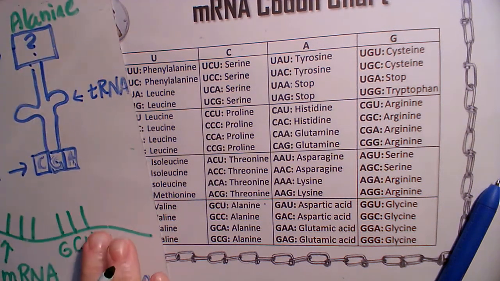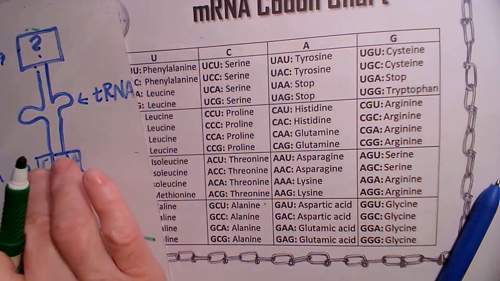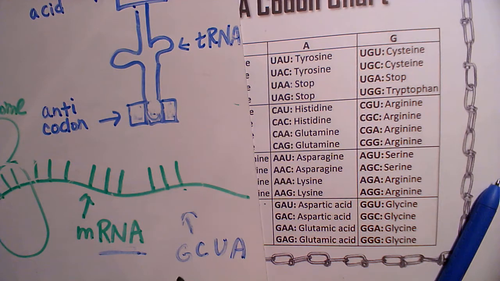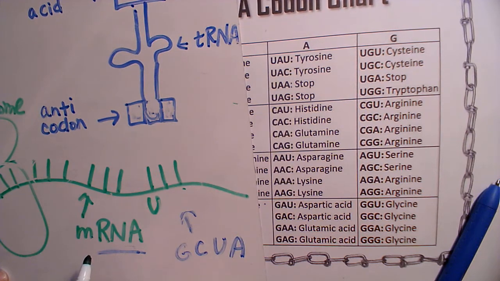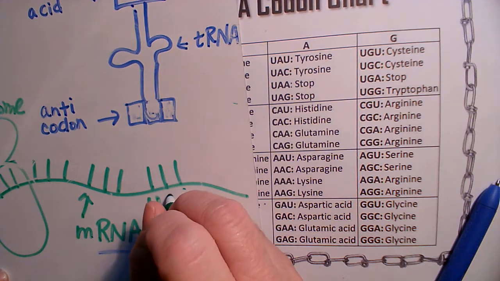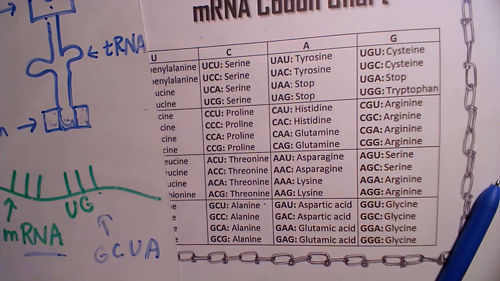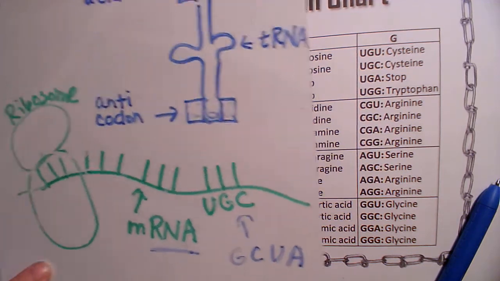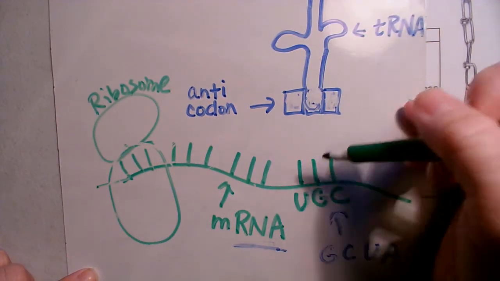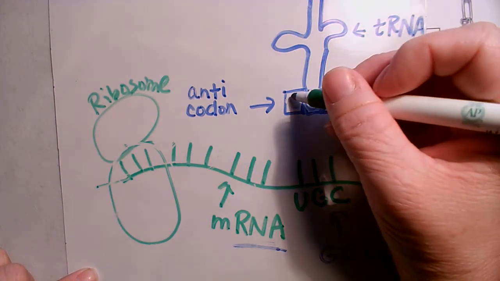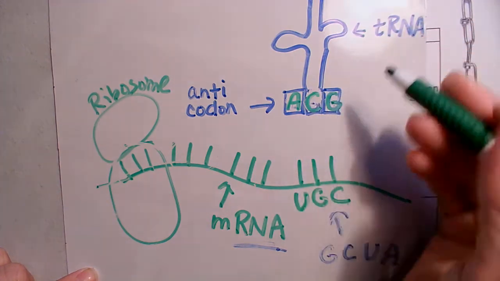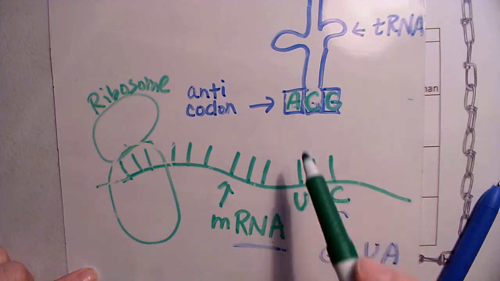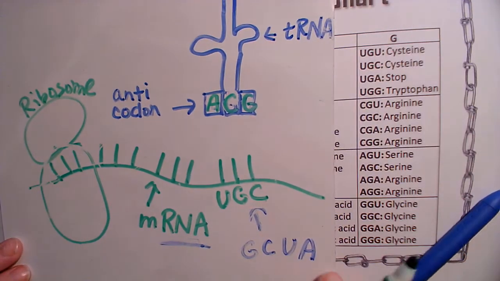So let's pretend instead, put in some different letters in here. Let's pretend we're doing, let's see, I don't want to grab a stop one. UGC. Let's do UGC. All right, so if this is UGC, the opposite for the anticodon would be ACG. But again, we're not going to use that for our chart. It's just good to know, to understand what an anticodon is, how it reads.